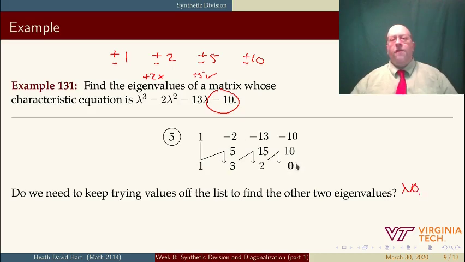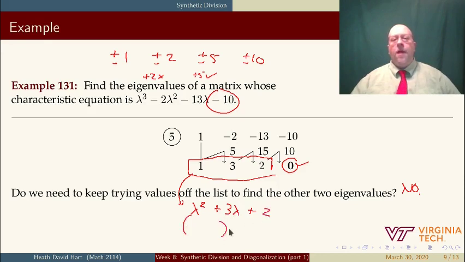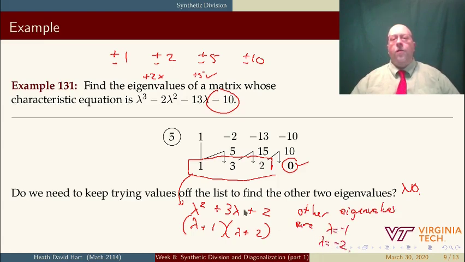Not only does this process confirm that we have an eigenvalue, but the other numbers in the bottom row tell me how to find the rest of the eigenvalues. 1, 3, 2, if I convert this back into a polynomial, is lambda squared plus 3 lambda plus 2, and that factors into lambda plus 1, lambda plus 2, and so the other eigenvalues are negative 1 and negative 2, and we don't have to do any more work.